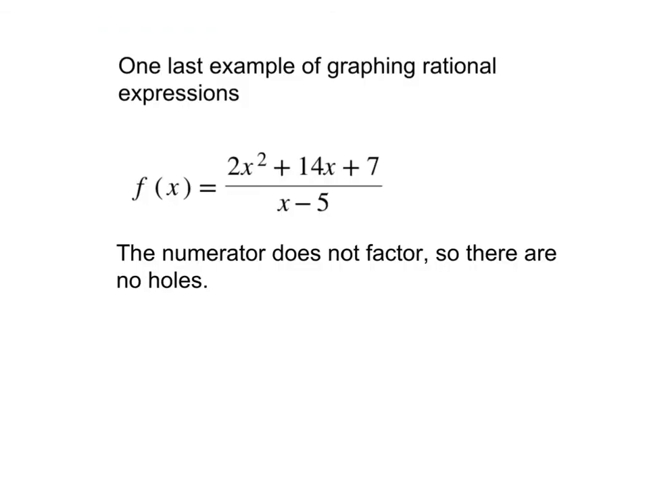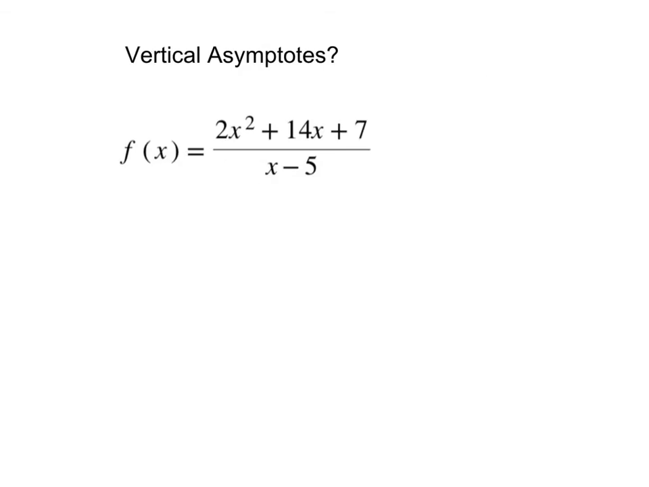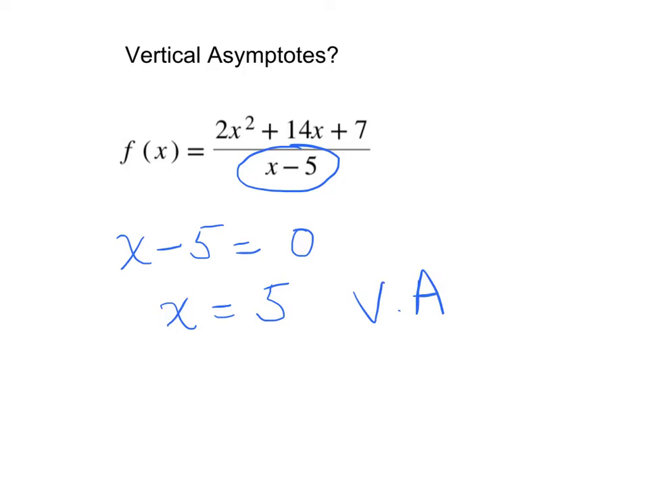And we have one last example of graphing rational expressions. In this example, the numerator does not factor, and so therefore there's nothing to cancel, and so again, there are no holes. On to the vertical asymptotes. Again, what you're going to do is take the denominator x minus 5, set it equal to 0, and then x equals 5 is going to be your vertical asymptote.